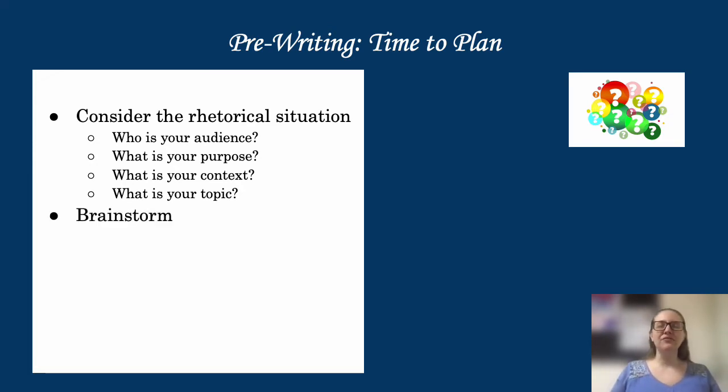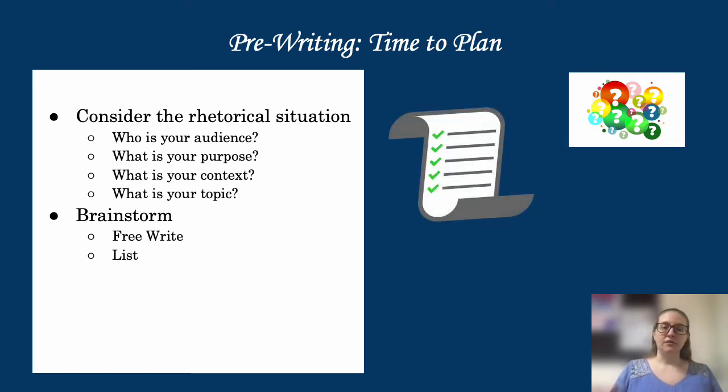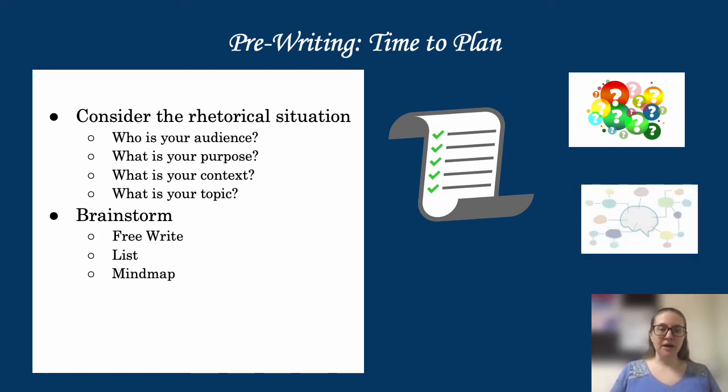There are a lot of ways to brainstorm. You can free write. This is where you grab a sheet of paper or a Google Doc if you're digital, and you just start writing whatever comes to mind. You might work on making a list. Make a list of all of the things that you want to include in your writing. Depending on what you're writing, a mind map might be useful, with a central idea and all of these things branching out from it.